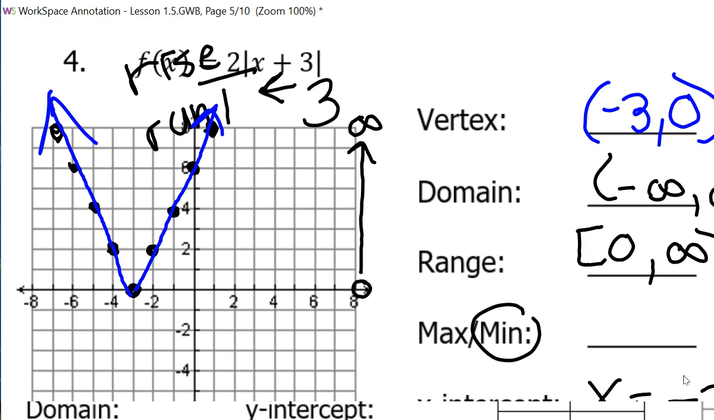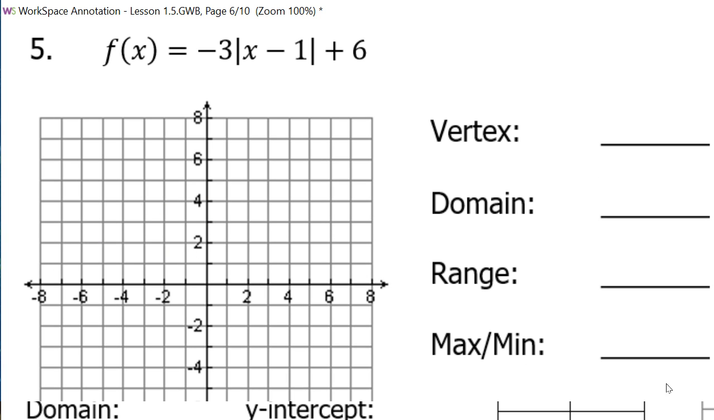Next one, number 5. Save the A for last. And what's the minus 1 on the inside going to make it do? Move to the right 1. What about the plus 6 at the back? Up 6. So instead of starting at the origin, we need to move right 1 and up 6. So from 0, 0, go right 1, up 6.